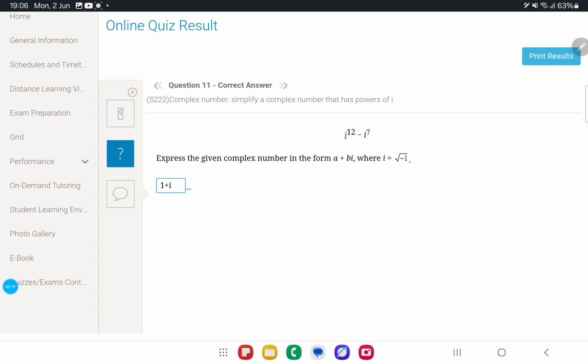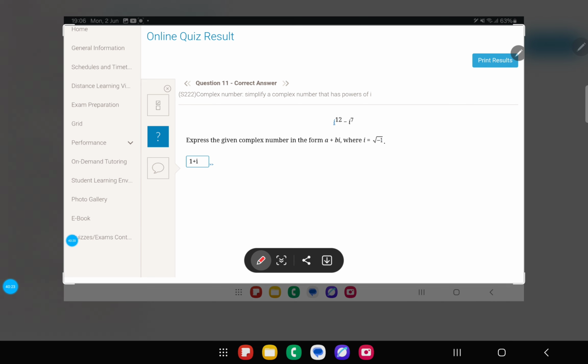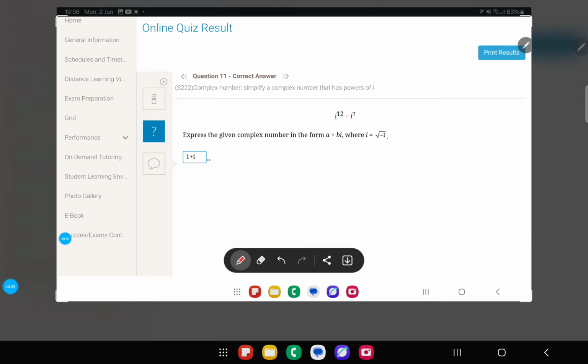Okay. These are complex numbers. They might look hard, but they're really, really easy. Maybe one of the easiest in the quiz. Okay, so what we have to do, let's read the question first. Always read the question. Express the given complex number in the form a plus bi, where i equals radical negative 1. Okay, since i equals radical negative 1, I have to put it like this to further simplify it.